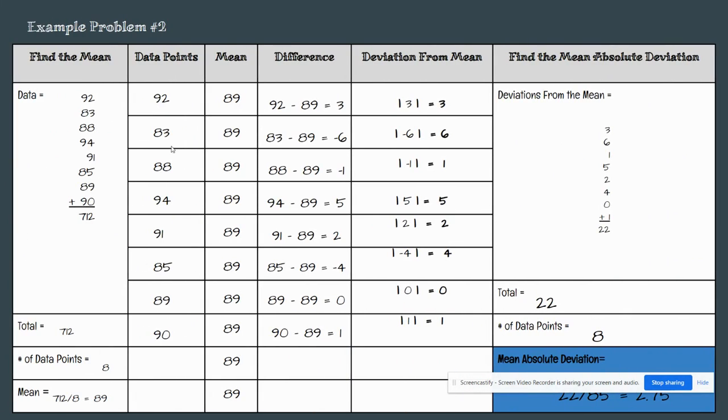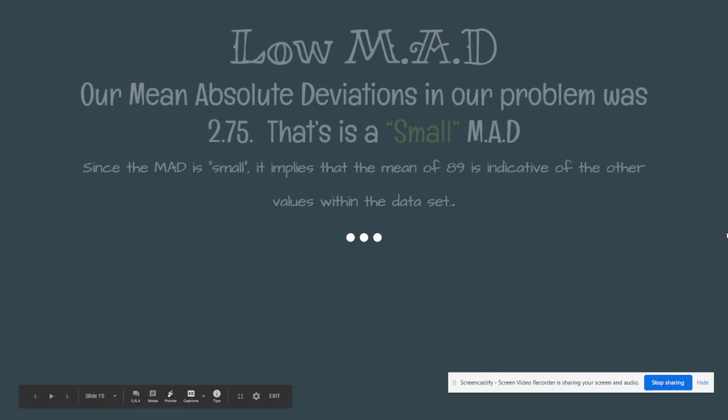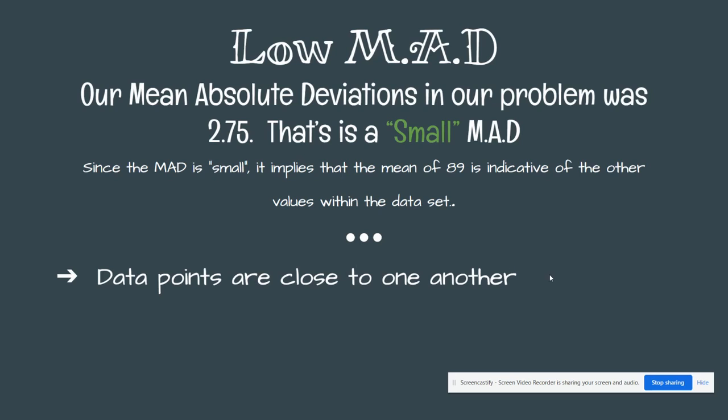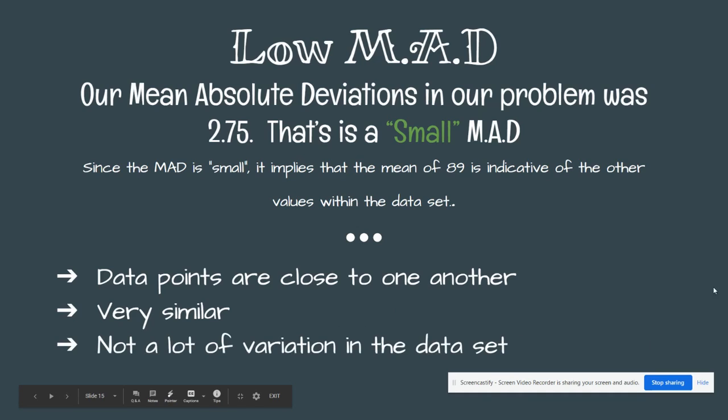Well, it means if I look at my data points, they're all fairly close to the number 89. The only ones that are a little bit different are 94 and 83. Those are a little bit further away, but still, most of our numbers are around 89. Those are the kinds of measures of central tendency that we're looking for because it tells us that the data points are close to each other, they're very similar, and there's not a lot of variation in that data.